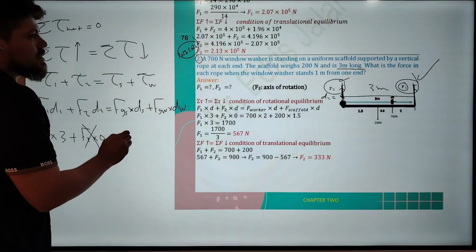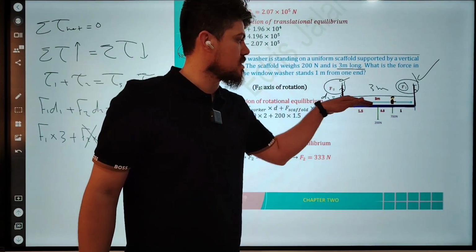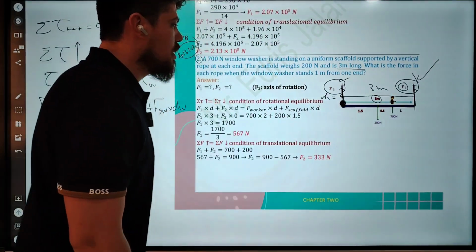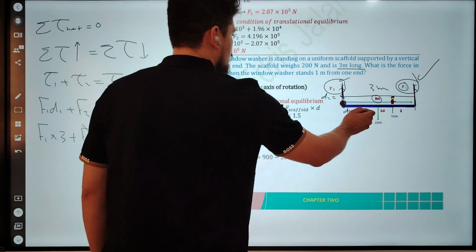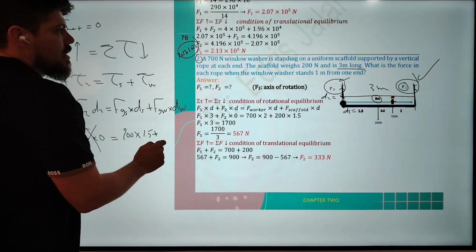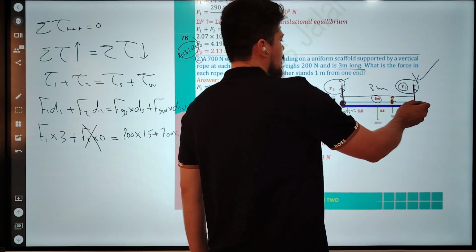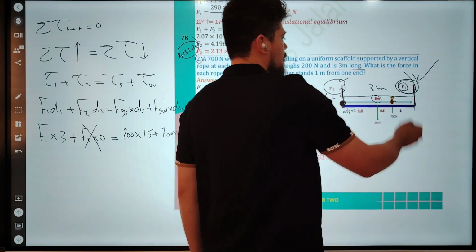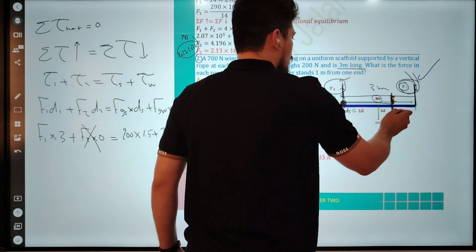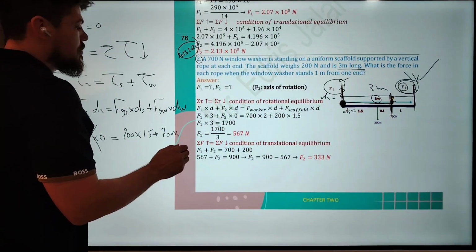Okay, Fg scaffold was given 200 Newton. The distance of the Fg scaffold from the axis of rotation, because the scaffold is uniform, we have to divide this 3 meters by 2, which is equal to 1.5 meter. This is the distance of the scaffold from the axis of rotation. Plus Fg worker was given 700 Newton times the distance, as the worker stands 1 meter from one end. It's up to you if you put the worker from this end. So what is the distance of the gravitational force of the worker to the axis of rotation? Is equal to 2 meters.